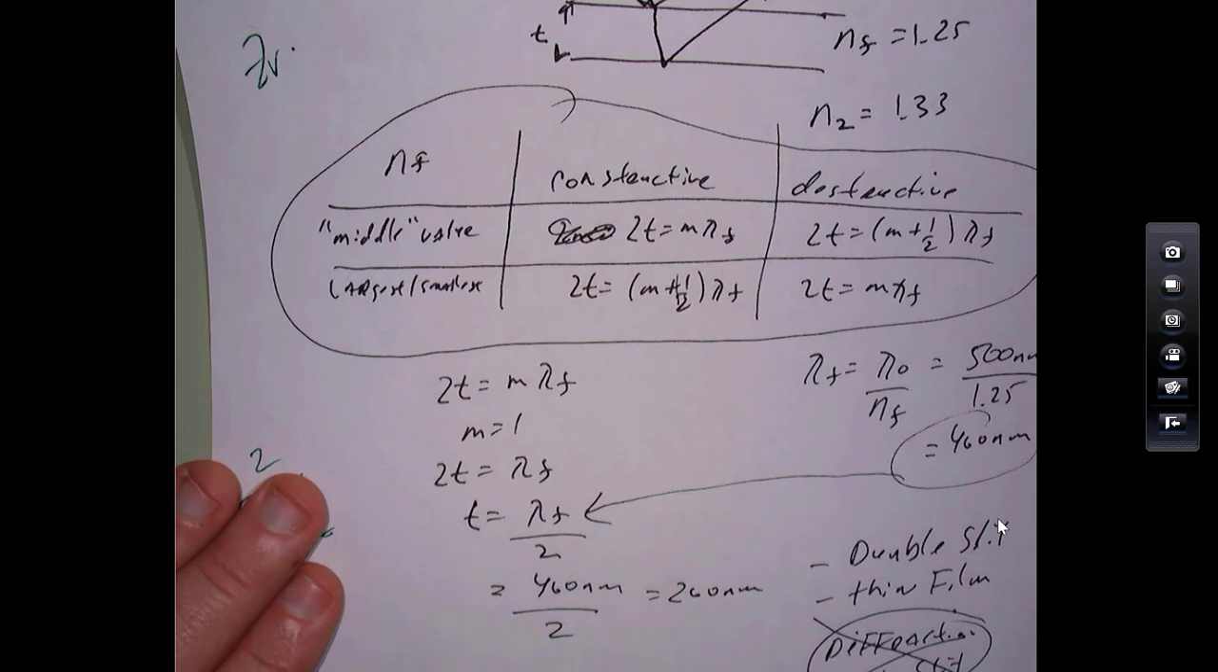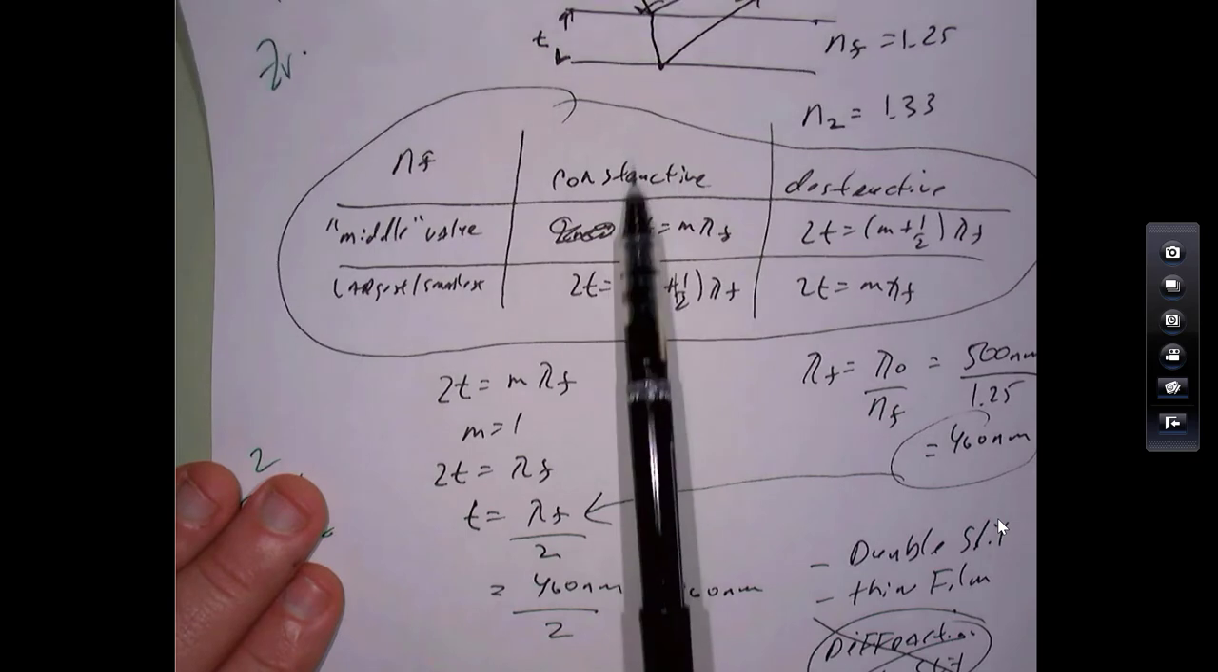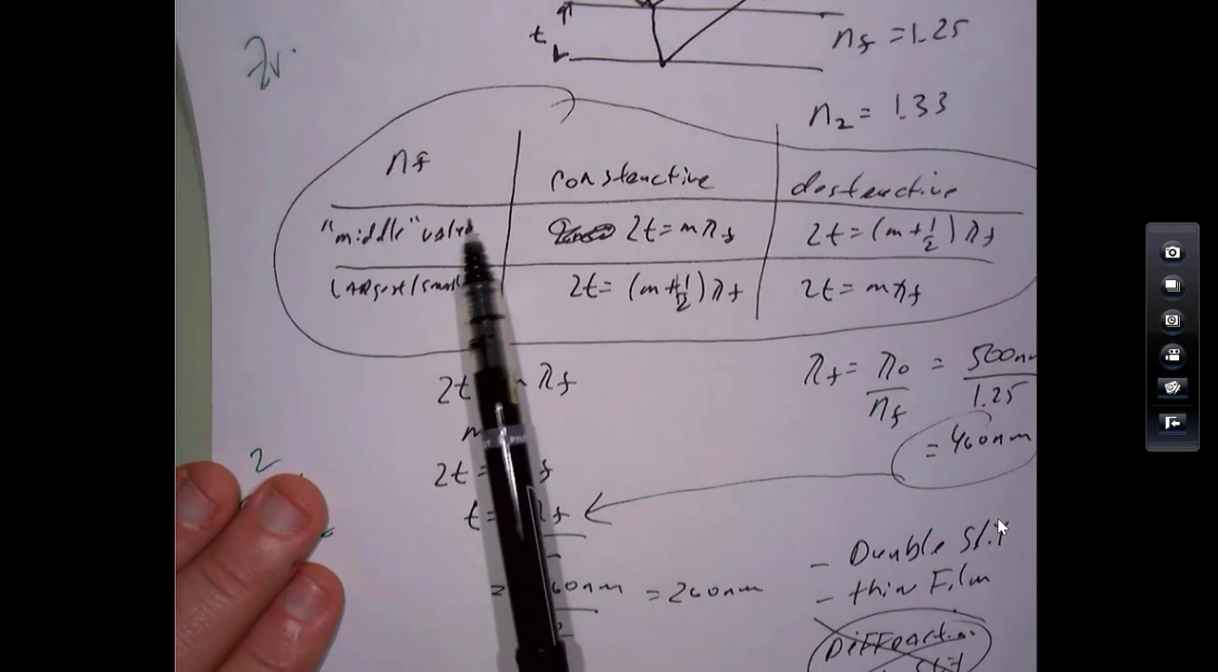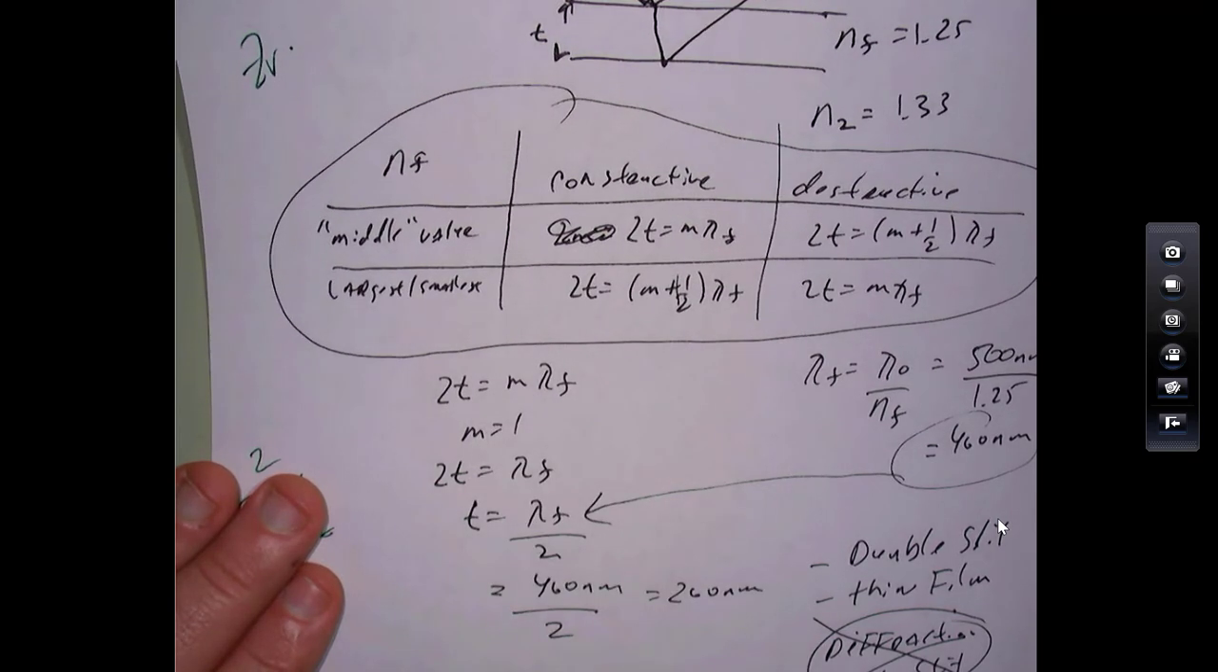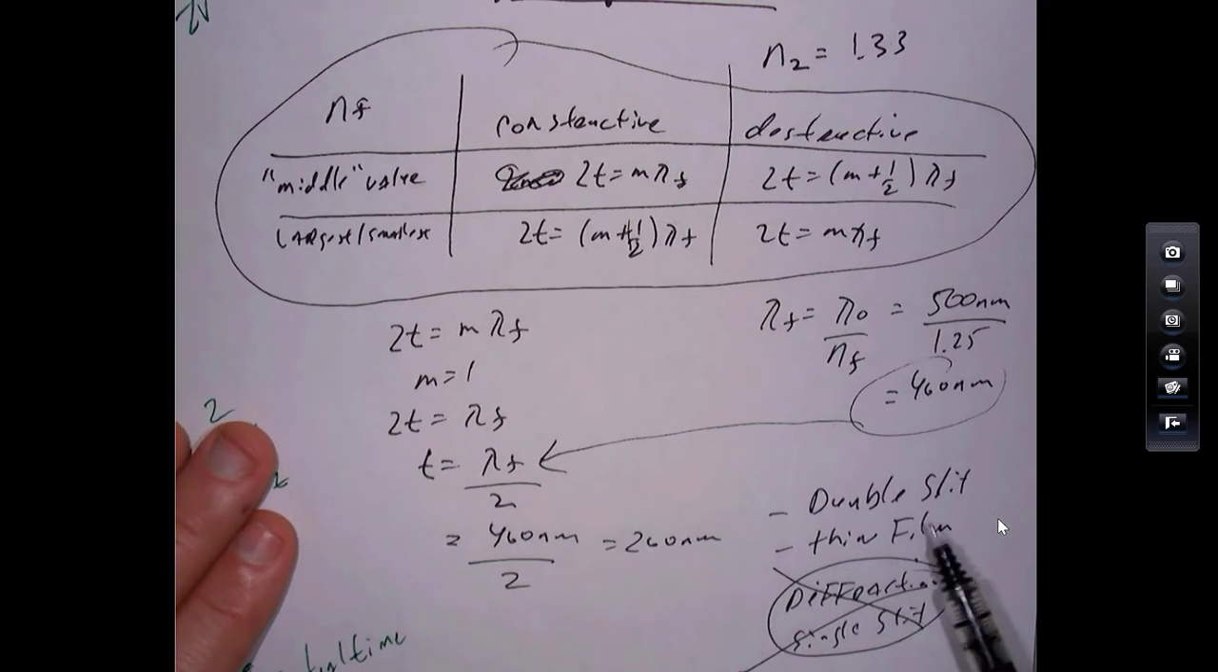What do you have, constructive or destructive? Which one of these formulas are you going to use? Here's the constructive column. Is it the middle value? Use this. Largest or smallest? Use that. Now, as far as the test goes, the practice test had a double slit problem and a thin film problem. This is from the wave optics chapter. In that chapter, we also had diffraction gratings and single slit problems. I did not put that on the practice test, and I did not put it on the actual test. Expect to see, though, a double slit problem and a thin film problem.